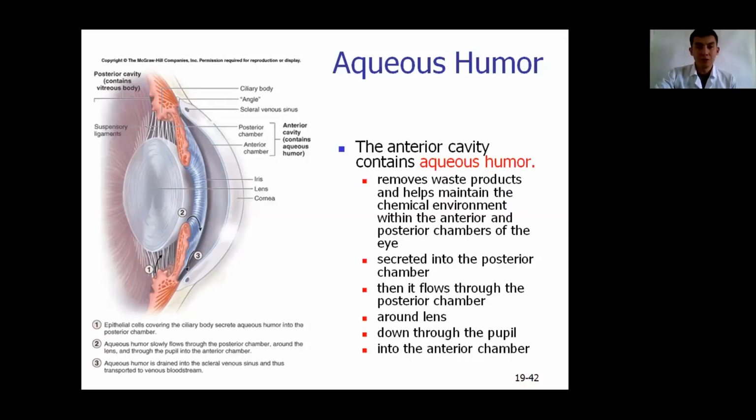And in the anterior chamber, at the iridocorneal angle, it is absorbed into the scleral venous sinus, also known as the canal of Schlemm. Some disorders of the absorption of the aqueous humor will cause an increase of the aqueous humor and will lead to the condition called glaucoma, and it will lead to blindness.